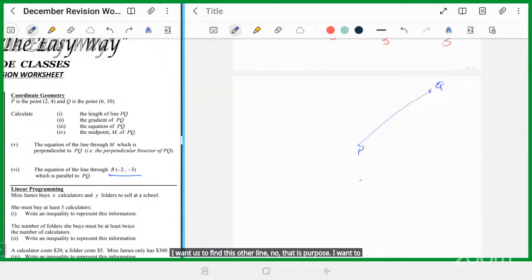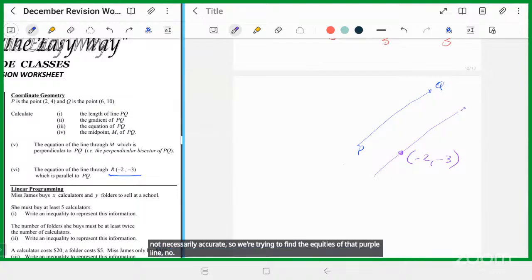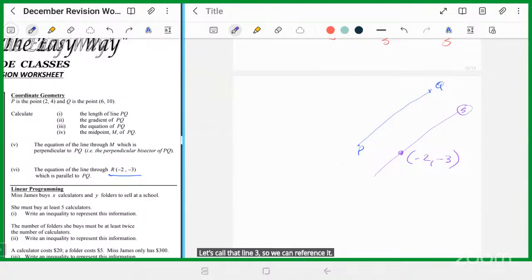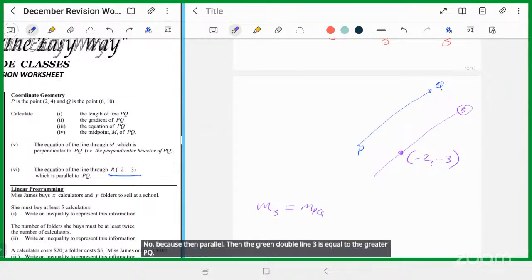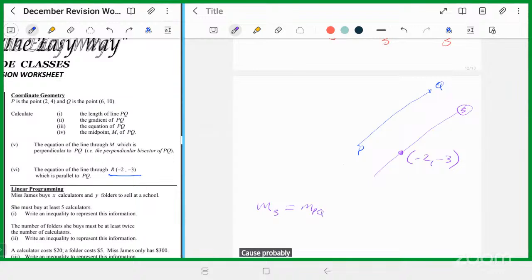We want a line that is parallel to it, meaning they will run in the same direction, so they have the same gradient. But this line now passes through a point R, (negative 2, negative 3). That's just a schematic in there, not necessarily accurate. So we're trying to find the equation of that purple line now. Let's call that line 3 so we can reference it. Now, because they're parallel, the gradient of line 3 is equal to the gradient of PQ. Because parallel lines have the same gradient, that is simply 3 over 2 from the get-go.